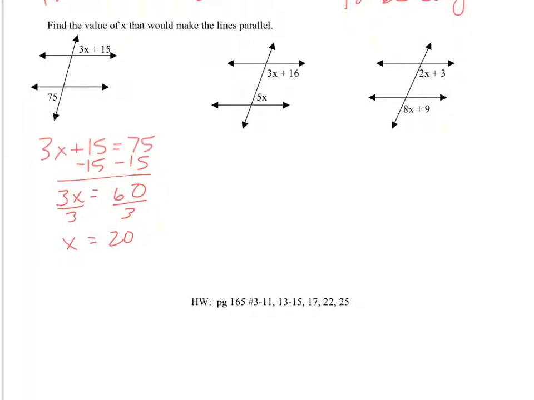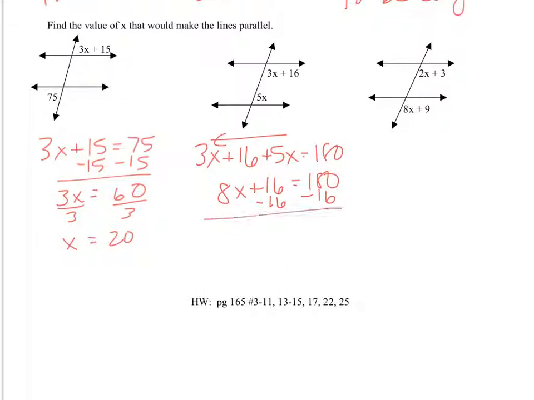Move into example 2. I know that these are consecutive interior angles. They're on the same side of the transversal, and they're interior, so these 2 equal 180. So I combine like terms over here, so I have 8x plus 16 equals 180. Subtract 16. 8x equals 164. I divide by 8, and x equals 20.5. So in order for these 2 lines to be parallel, x has to equal 20.5.